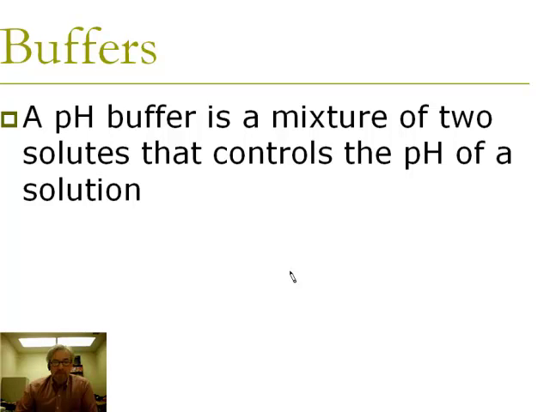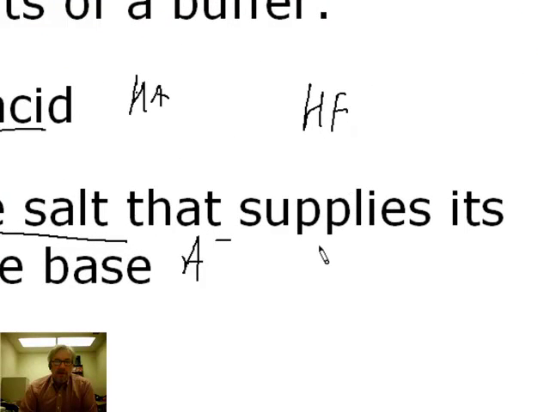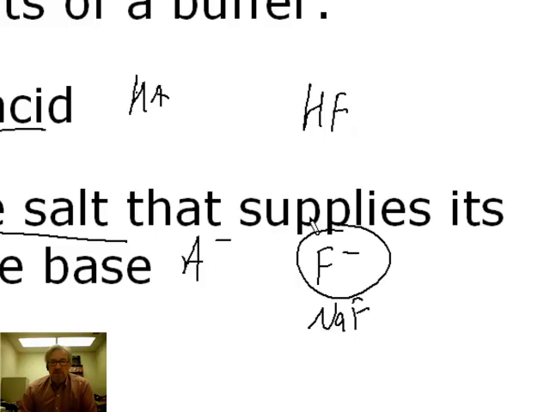A pH buffer is a mixture of two solutes that controls the pH of a solution. So here are what the two solutes are. One of the components of a buffer is a weak acid, HA, let's call it generically, which could be like acetic acid or hydrofluoric acid, any weak acid. And then the second component is a soluble salt that supplies the conjugate base of that same acid. So generically, we could say A-. For example, if we were using HF as our weak acid, we would have to have a salt like NaF that provided F-, the conjugate base. Mix those two together, and the common ion effect serves the purpose of limiting how much the equilibrium reaction can shift one way or the other.